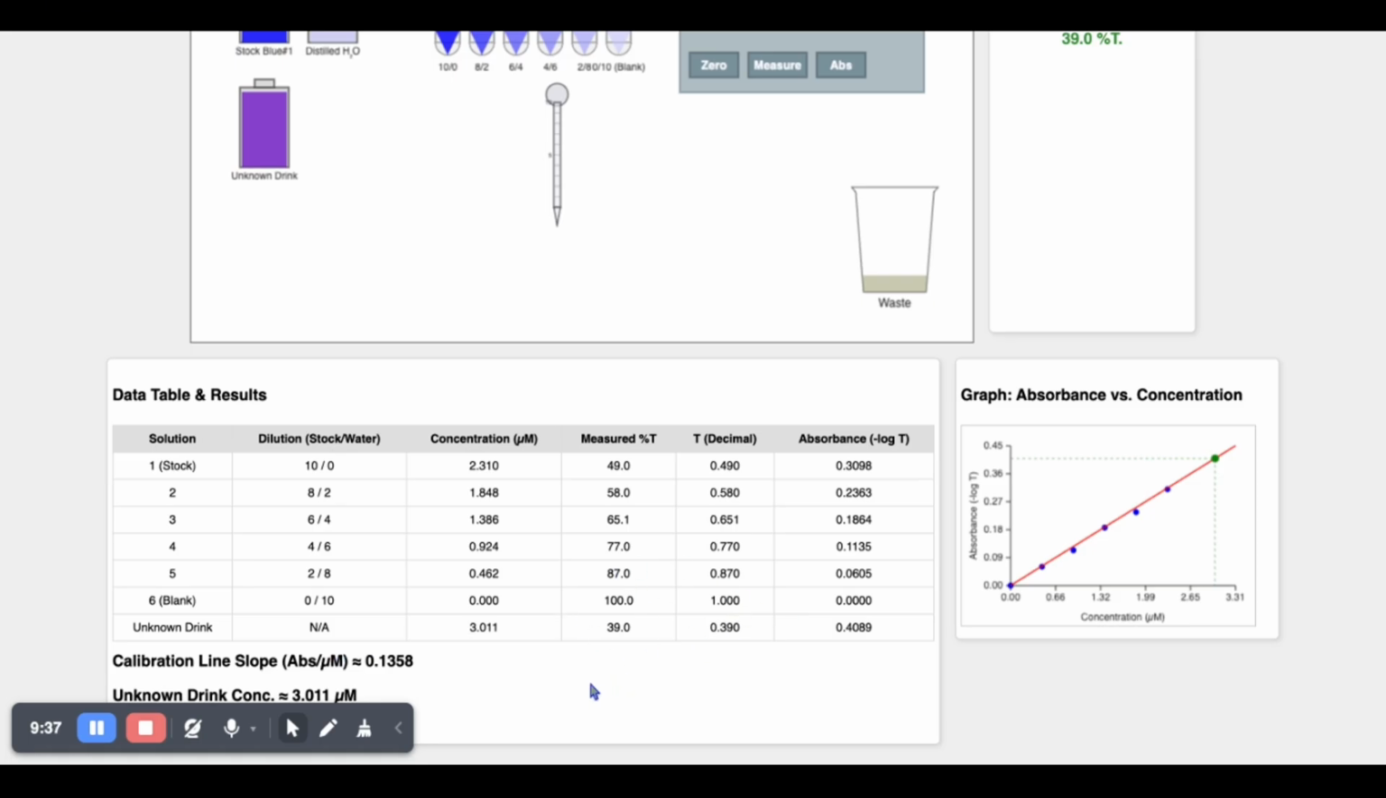To calculate the concentration of the unknown, I plugged the absorbance into the line equation and divided by the slope. Concentration equals absorbance divided by slope. The absorbance in this case was 0.4089 for the unknown, divided by the slope, which was 0.1358, which approximately gave us 3.011 for the unknown drink's concentration.